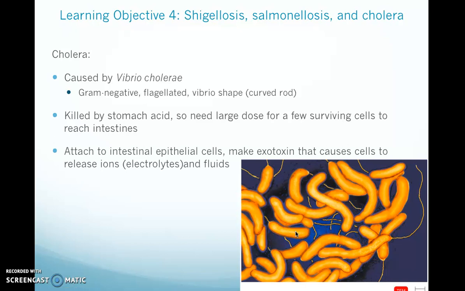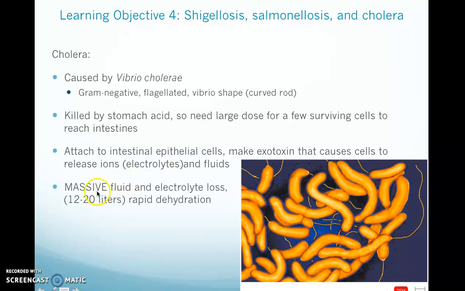They can also attach to those epithelial cells. They make an exotoxin. It makes our cells release ions. Those are electrolytes, things like potassium, magnesium, sodium, and fluid. So again, the cells just start opening up and leaking. This, however, is much more rapid than the others. So this causes massive fluid and electrolyte loss. When I'm talking massive fluids, 12 to 20 liters per day.